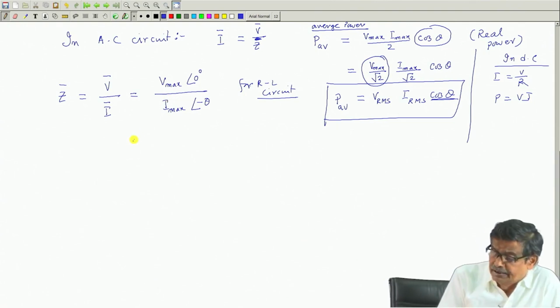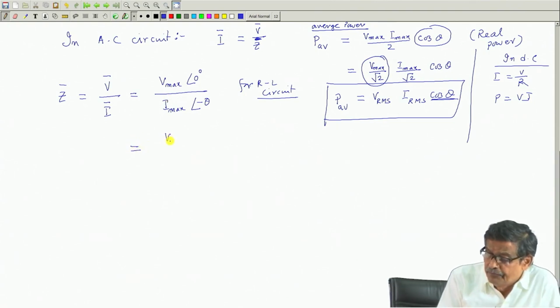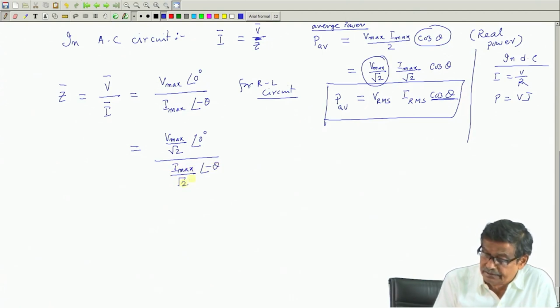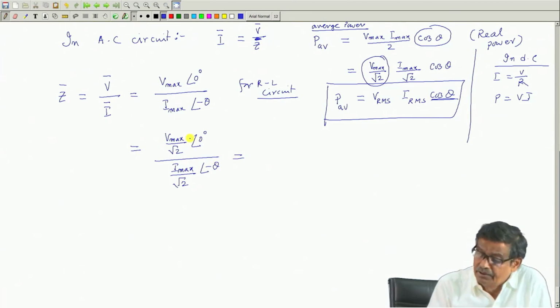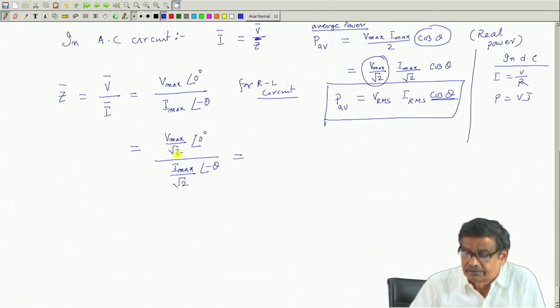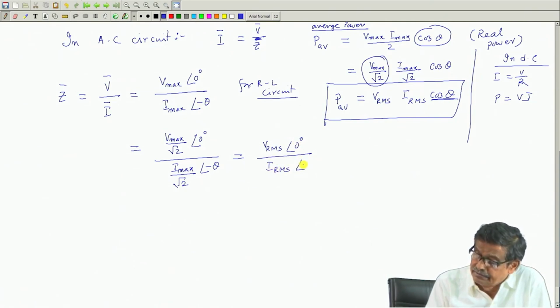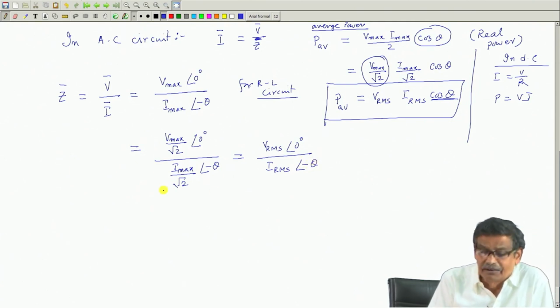There will be absolutely nothing wrong if you divide this by root 2, V max by root 2 angle 0 degree and I max by root 2, both numerator and denominator you divide by root 2, and say that while representing the phasors, I will represent in terms of RMS quantities. That is, I will write V RMS angle 0 degree divided by I RMS angle minus theta. So, your Z bar remains unchanged.